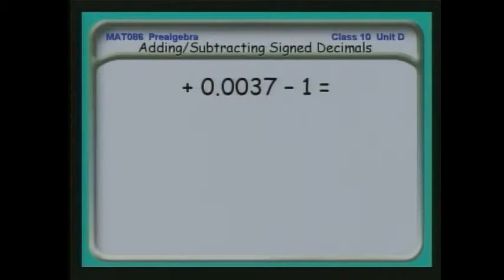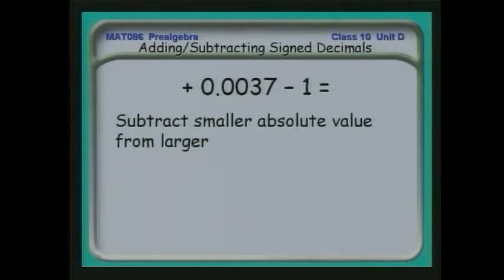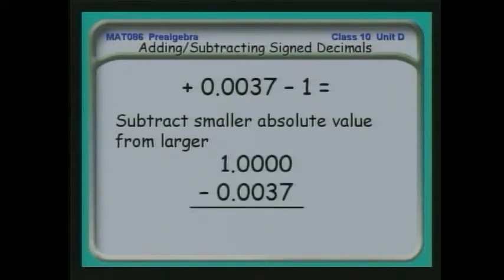First of all, we need to remember all of the procedures for signed numbers, and that is the idea that we subtract the smaller absolute value, we disregard the sign, from the larger absolute value, and then the result, the answer, has the sign of the larger of the two digits. In this case, we want to subtract 0.0037 from 1. But the problem is 1 doesn't have any decimal points written with it.